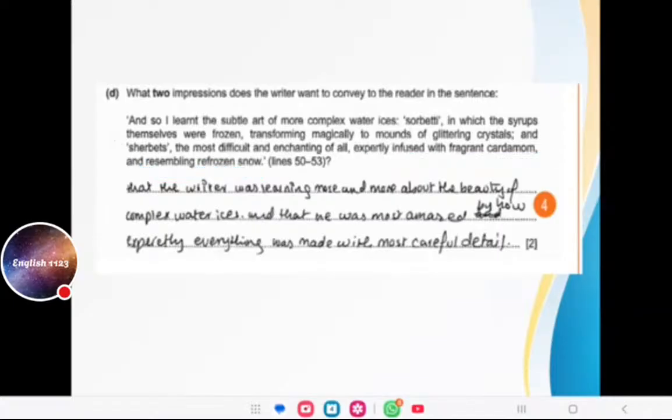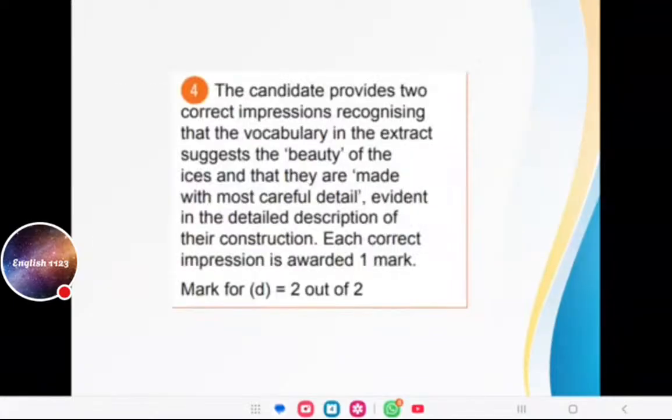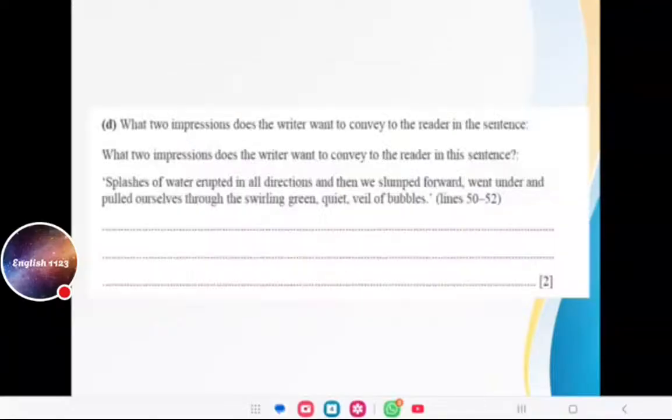Now, next sentence. What two impressions does the writer want to convey to the reader in the sentence? "Splashes of water erupted in all directions, and then we slumped forward, went under and pulled ourselves through the swirling green, quiet veil of bubbles." So when you read this, you need to come up with two impressions.